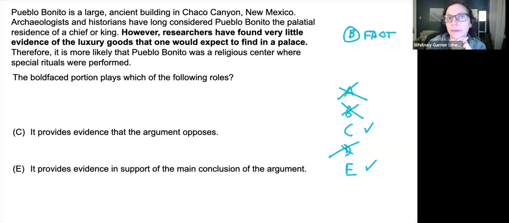And then how did y'all decide that this is evidence that is in support as opposed to evidence that goes against the argument? What helped sway you in that direction?